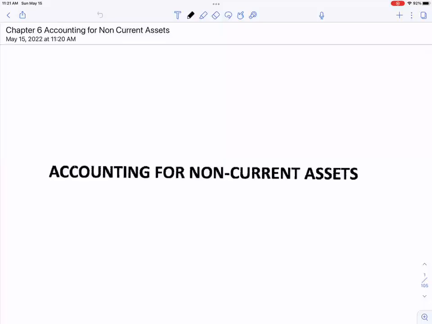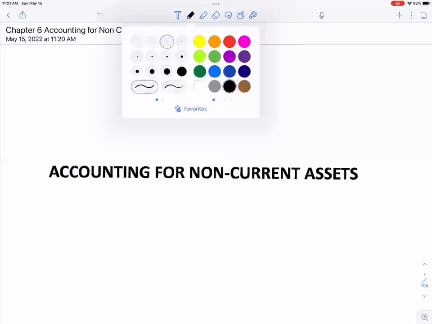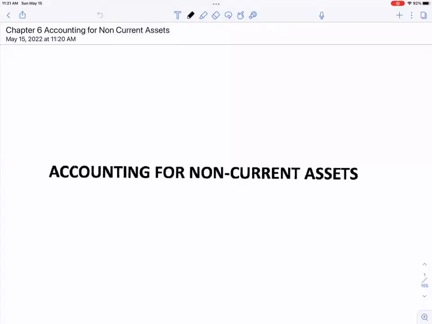Do you know the two methods of depreciating non-current assets? Straight line method and reducing balance method. And there is one more method. What is that one more method? Diminishing method. No, not diminishing method. One is straight line method. One is reducing balance method. Reducing balance method is also called diminishing value method. What is the other method?